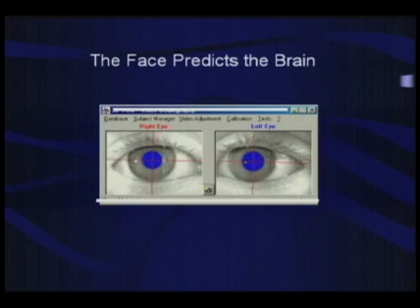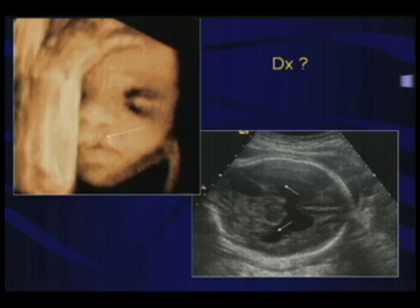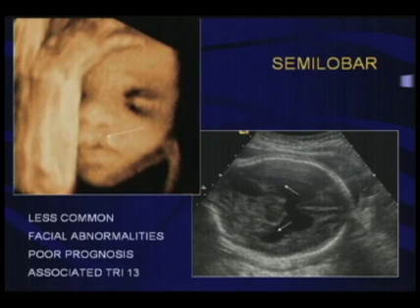If there is cyclopia, midline cleft, or a huge proboscis, that often was associated with some type of holoprosencephaly. This is a case of a monoventricular cavity associated with a cleft lip. This is not as severe as the alobar type, but this is semi-lobar holoprosencephaly. Prognosis is also very poor, often associated as well with trisomy 13.